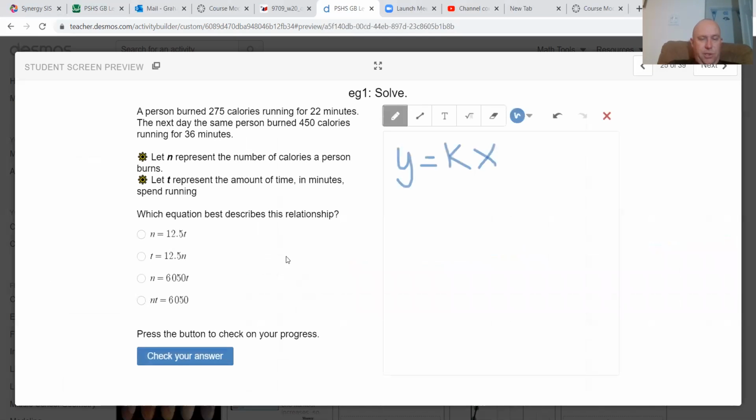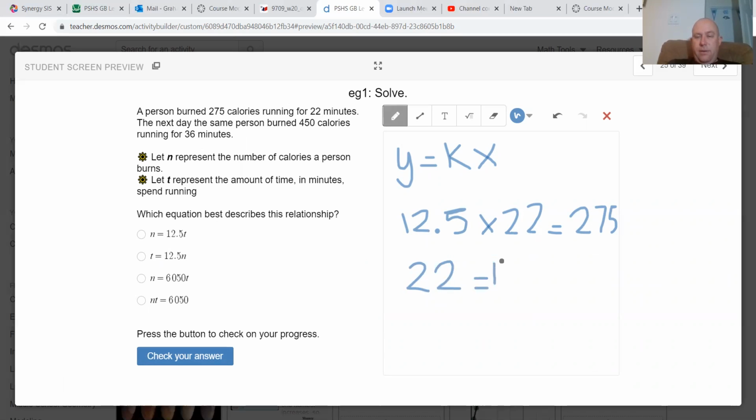So I know that narrows it down to 2, and then I've just got to make sure I pick the right one. So is it 12.5 times the time? Gives me this, and that's what I've got to work out. Is it 12.5 multiplied by 22 equals 275, or is it the other way around as in answer B? Is it the time as in 22 minutes? Does that equal 12.5 times by the number of calories burned, which is 275? Now, I think we can probably do this without the calculator. I think it's pretty obvious 12 times 275 is not 22. And it is indeed that first option.